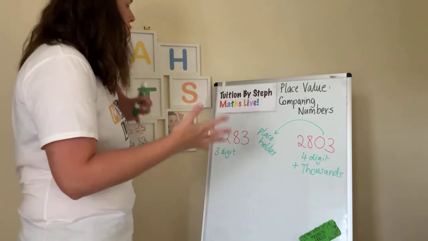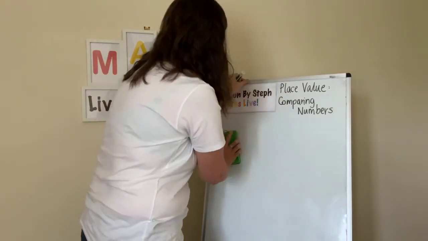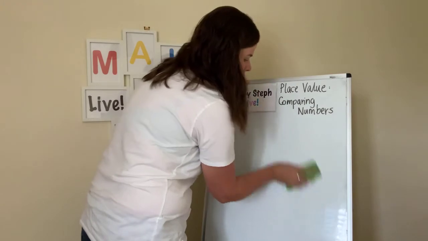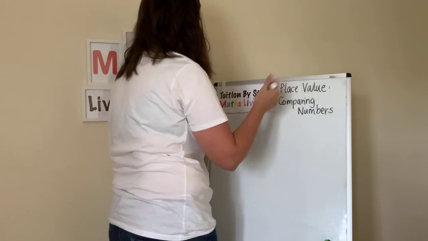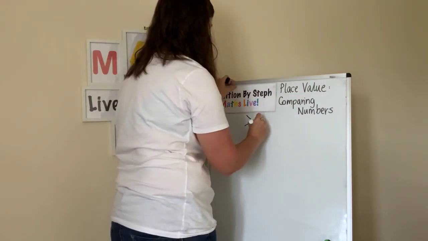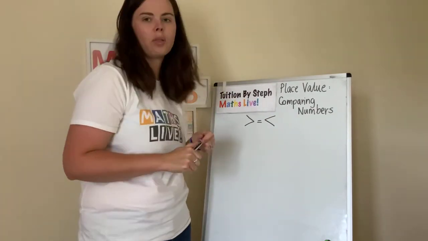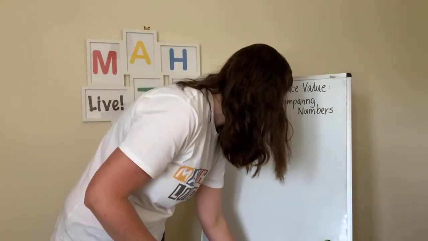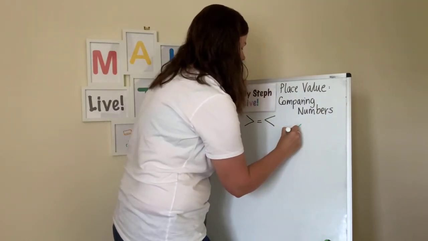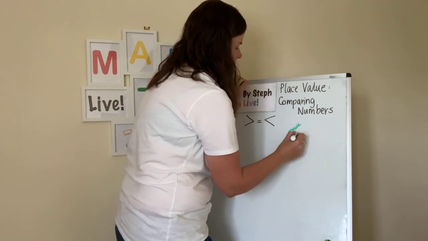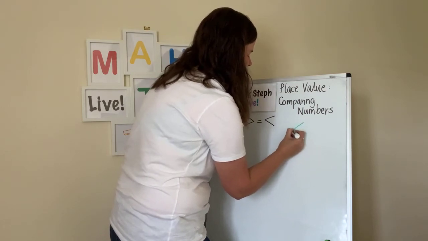So you can look at facts to do with comparing numbers. When comparing numbers comes up in the curriculum, we use these symbols: more than, less than, equal to. And the best way to remember is this little guy. Oh, I should do the teeth on the inside.